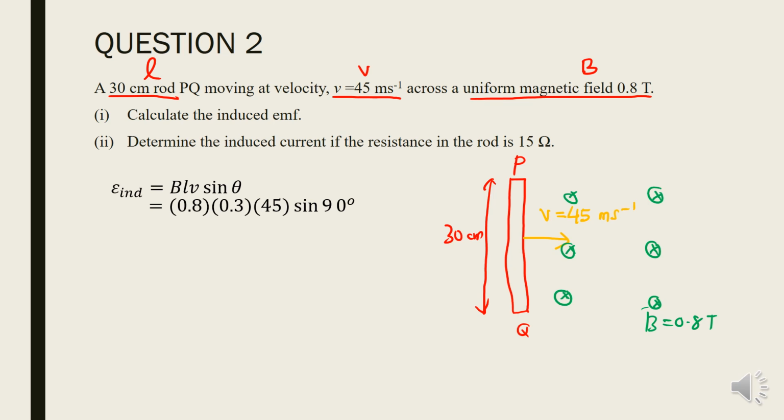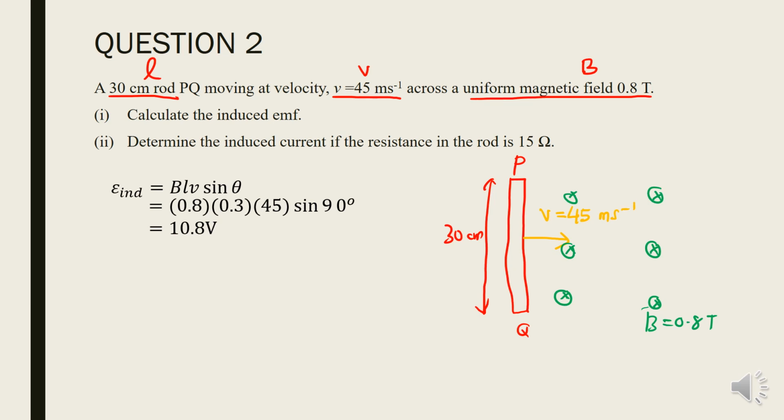Magnetic field, we have 0.8 Tesla, with the length of 30 centimeter. You convert it into meter, so you get 0.3 meter, and then velocity is 45 meters per second with an angle of 90 degrees. Don't forget, sometimes when you do other questions, your mode is in radian, but here make sure you convert it into degrees again, and then you should get 10.8 volts. So that is the induced EMF.